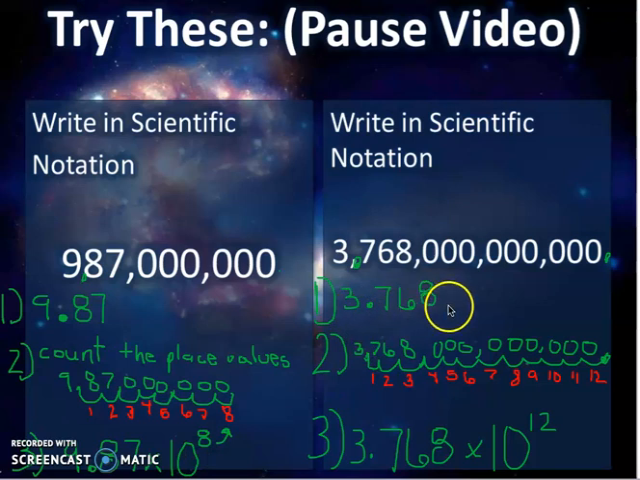Exact same steps on this side. I rewrote my number so that it is separated from the zeros and there's only one number in front of the decimal point. 3.768. I then counted the place values and got 12, giving me 3.768 times 10 to the 12. If this doesn't make sense, please stop the video, go back and rewatch, try the problems again.